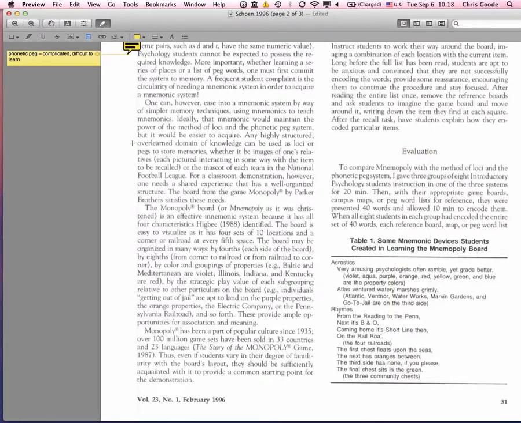Any highly structured, overlearned domain of knowledge can be used, whether it's the images of one's relatives or the mascot of each team in the National Football League. For a classroom demonstration, one needs a shared experience that has a well-organized structure. The board from the game Monopoly satisfies these needs. Okay, so it sounds like to me they're talking about using the Monopoly board as a method of loci map.